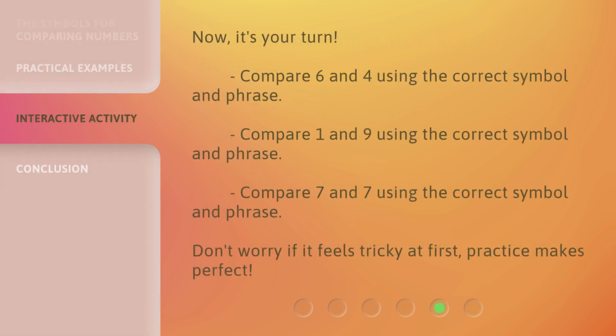Now, it's your turn. Compare 6 and 4 using the correct symbol and phrase. Compare 1 and 9 using the correct symbol and phrase. Compare 7 and 7 using the correct symbol and phrase. Don't worry if it feels tricky at first. Practice makes perfect.